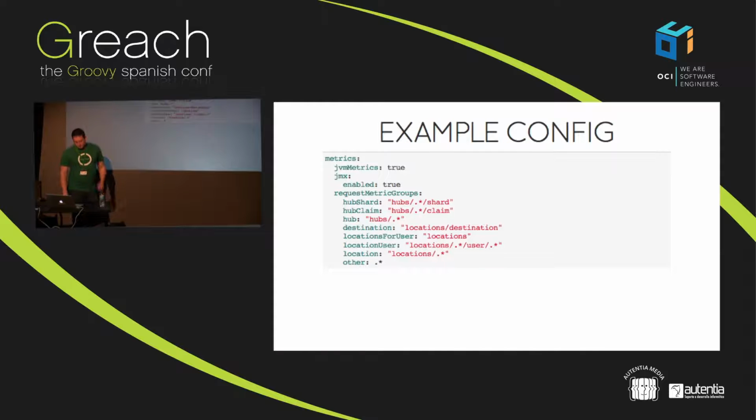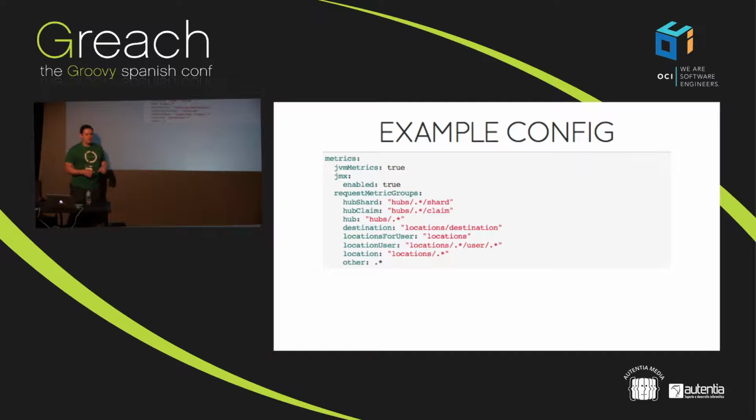So the example config that we used for one of ours: we turned on JMX and we turned on JVM metrics, because if you're going to consume these metrics over JMX, you might as well have your JVM metrics. It just always seems like good practice. And we make these request metric groups, which basically allow us to use a regex. If you look at the hub shard, we'll have hubs, then a UUID, and then /shard. Every request to that was generating a new metric timer.